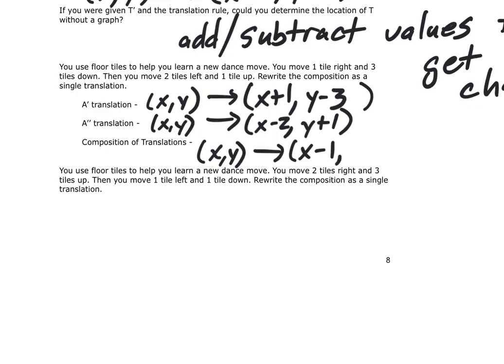Okay, if I move 3 down, but then I move back up 1, I've only moved down 2. Total. That's what we call our composition transformation rule. We're going to combine the 2 individual movements into one big movement to make our change. Okay, so that is it, it was a long set of notes.